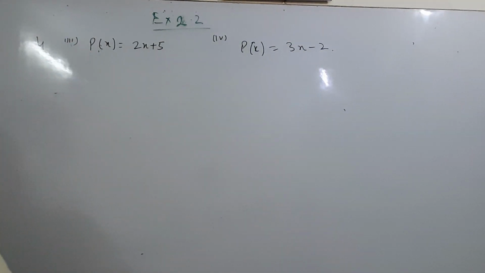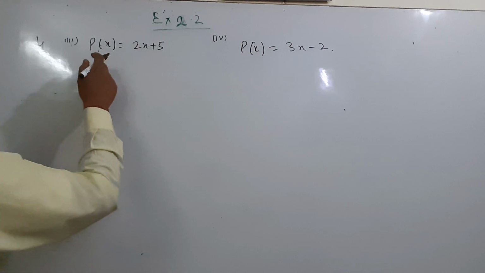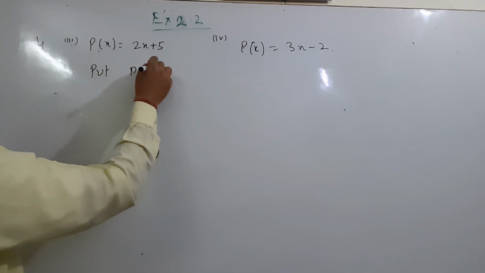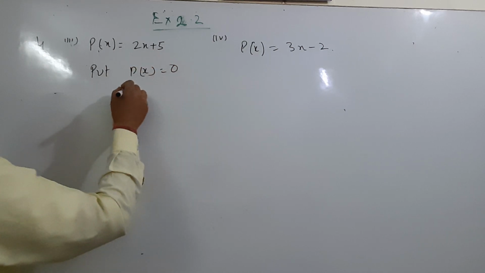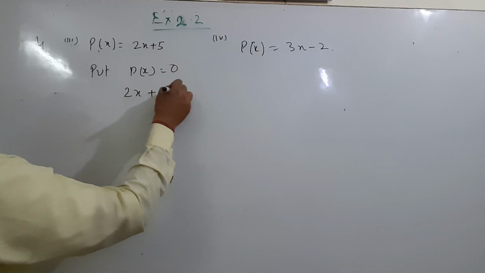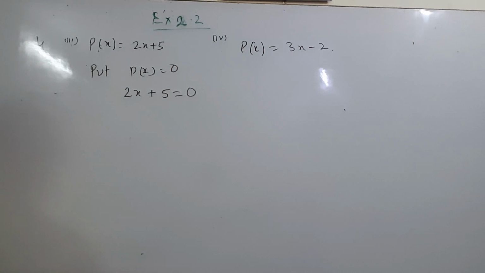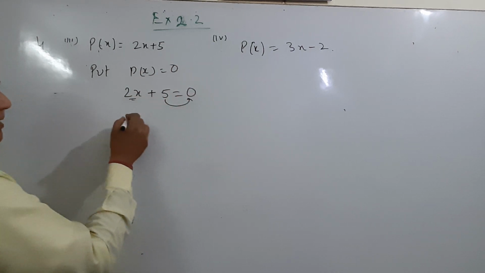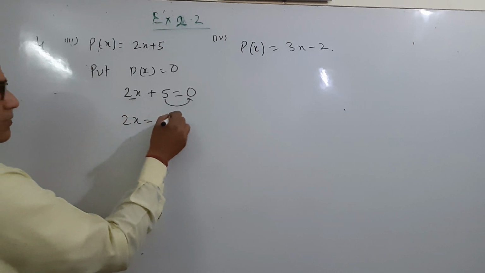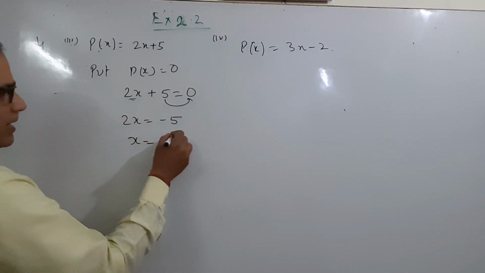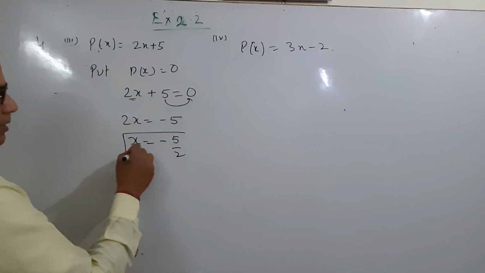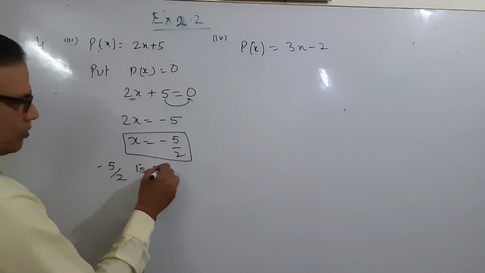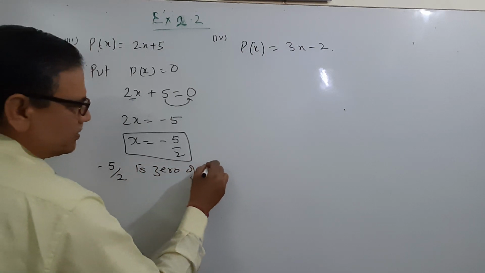First is in this part p(x). To find the zero, put p(x) equal to 0. So what is p(x)? 2x plus 5 equal to 0. Now we have to find out the value of x. Here this 5 goes to the right hand side, so 2x is equal to minus 5. x equal to minus 5 upon 2. This means minus 5 upon 2 is the zero of p(x).